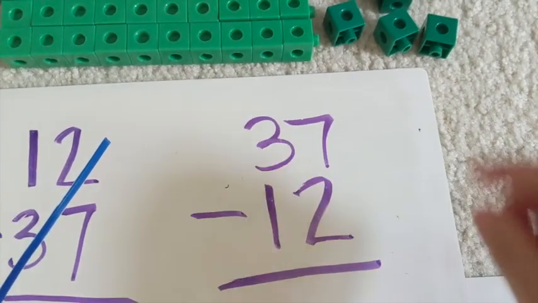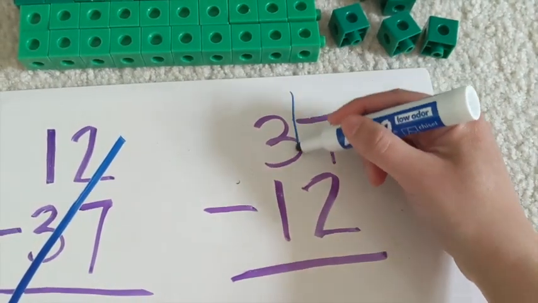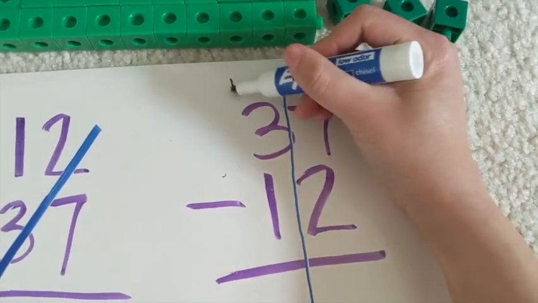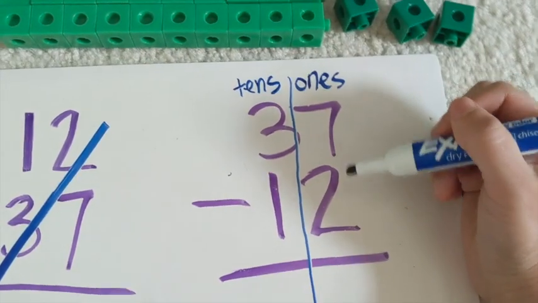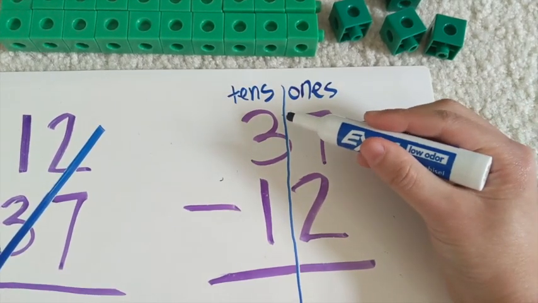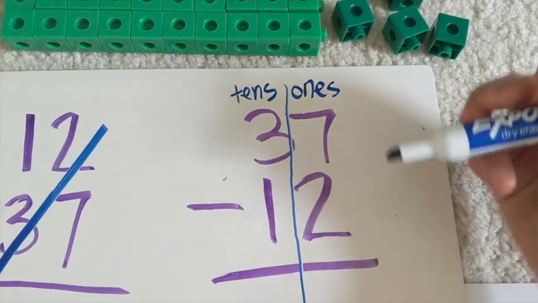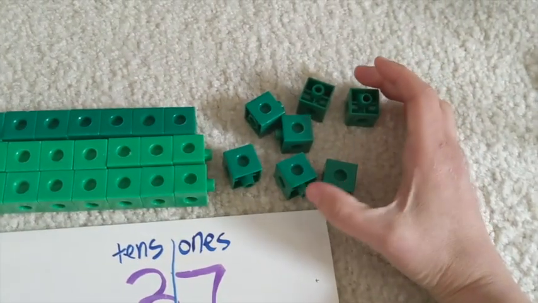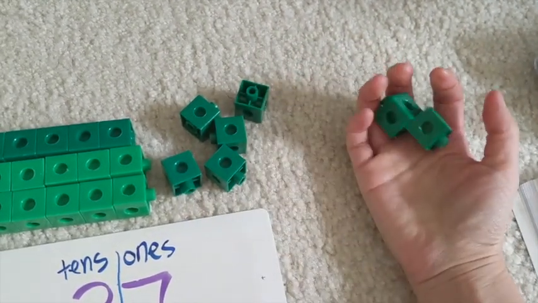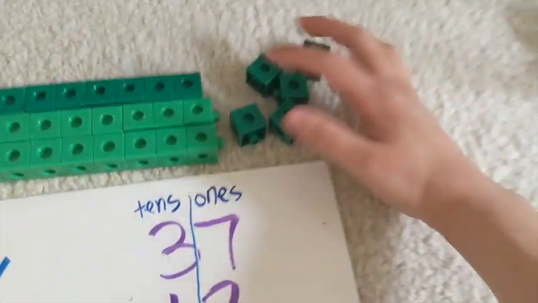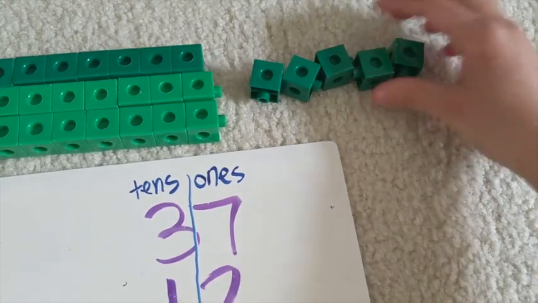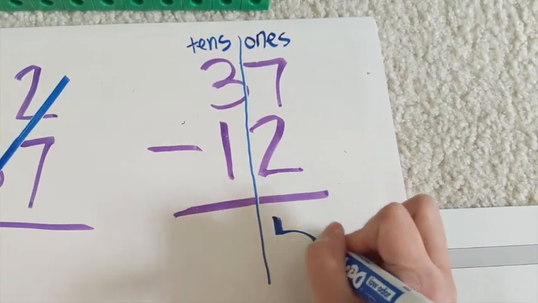All right, so let's look at the ones place right here. I'm going to draw a little line just to make sure you can just focus on the ones place and not the tens place. Can I take 2 from 7? Or can I take 7 and take away 2? I think I can. See, I just did it. I took 2 from the 7. And I'm left with 1, 2, 3, 4, 5. I have 5 ones. I'm just going to write that down here.